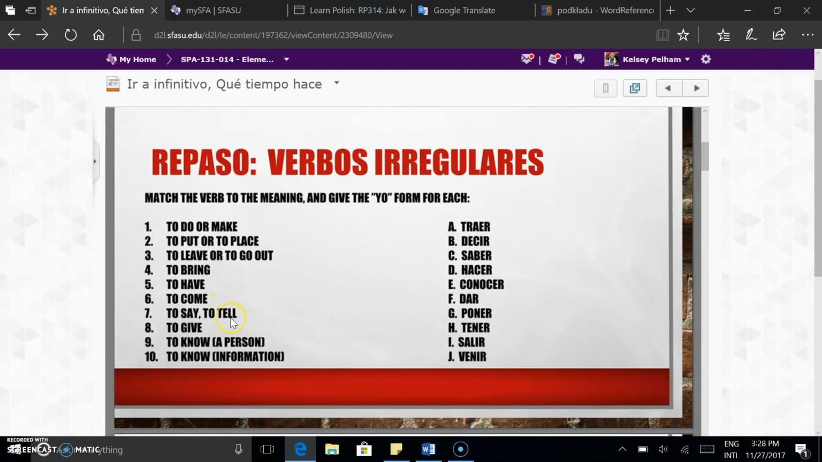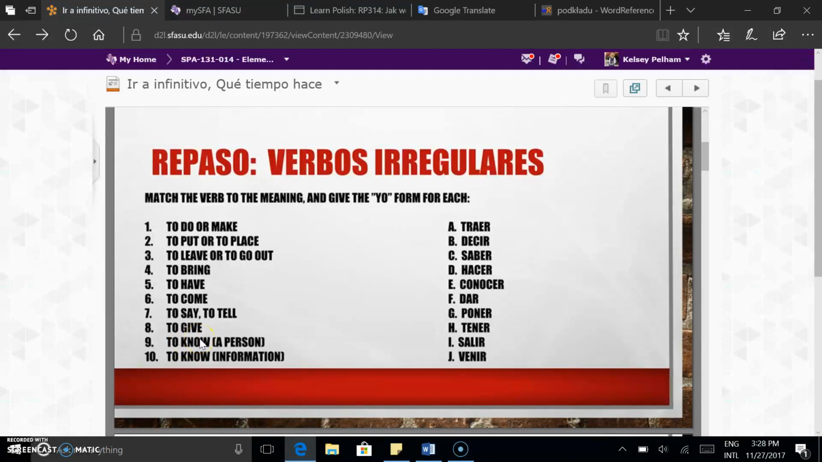To say or to tell. Número 7. Y la respuesta es B. Decir. We know this from the expression ¿cómo se dice? ¿Cómo se dice cat en español? Se dice gato. Digo la verdad. I tell the truth. Digo la respuesta. I say the answer. Digo hola. I say hello.